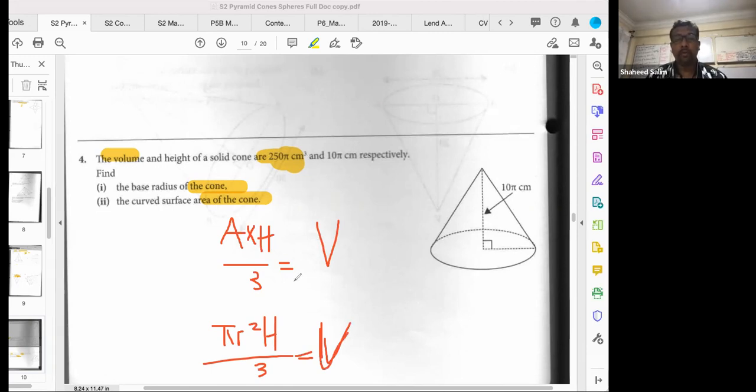Now what do you do? You got to find out now what is r. They give you the height already. They give you the height. They give you the volume. You can solve this. Can you now make r the subject? Can you see why it's very important for you to know this skill? If you don't know this skill, how are you going to find it?